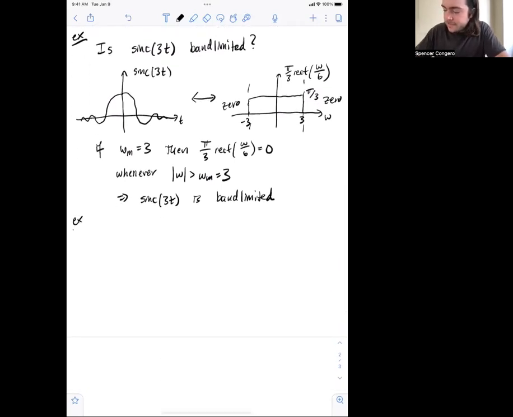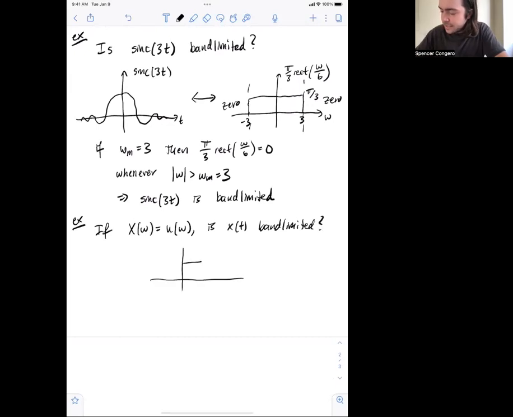Let's do another one. Okay, so what happens if x of omega equals u of omega? So if that's true, is x of t band limited? Let's just draw what that looks like. So x of omega looks like this. It's 0, and then it goes up to 1.